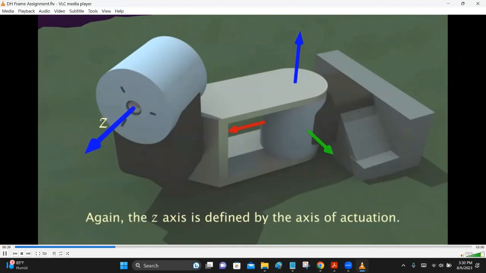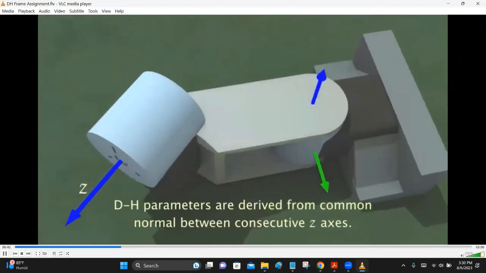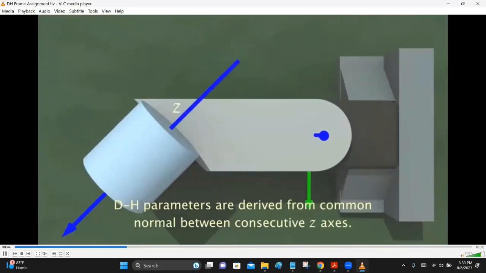The z-axis points along the axis of rotation. The DH parameters will be derived from the common normal between these z-axes.